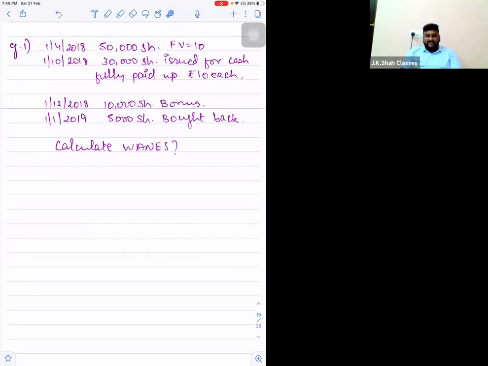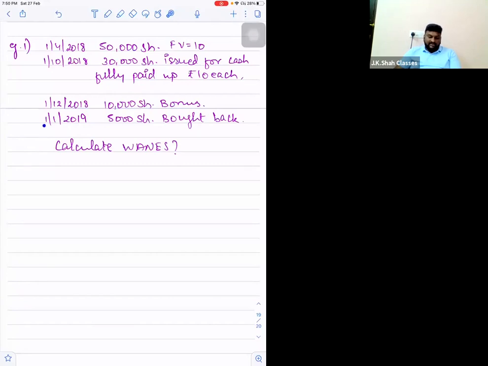Because you will understand that a share with a face value of 10 and a share with a face value of 6 rupees cannot have the same rights in the profit. Yes or no? Right? So again, the calculations will be different. That is the partly paid up point. We'll discuss it later. On 1st December 2018, 10,000 bonus shares have been issued.